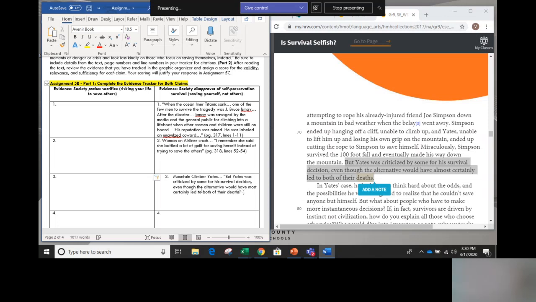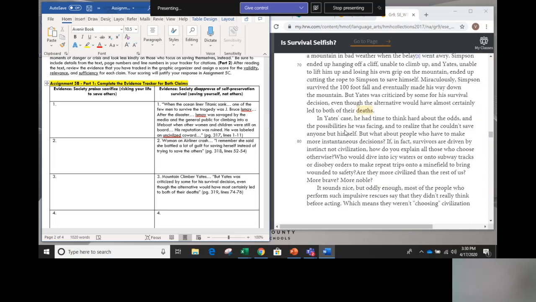Okay, that comes from page 319, lines 74 to 76. So once again, this is just a criticism of that. This mountain climber gets criticized because he cut the rope and saved himself, because they probably both would have died if he didn't do that.